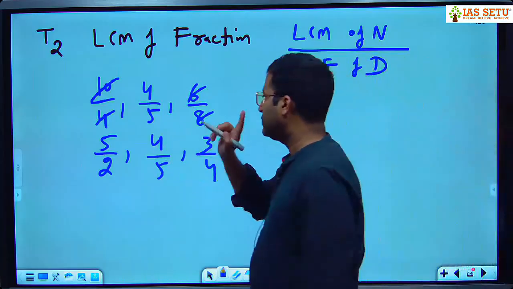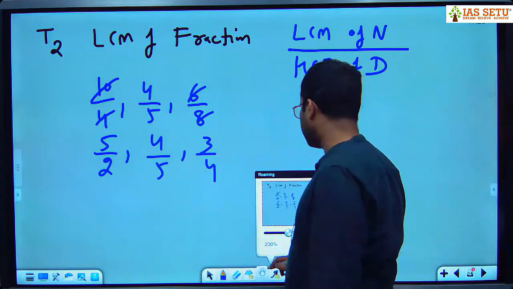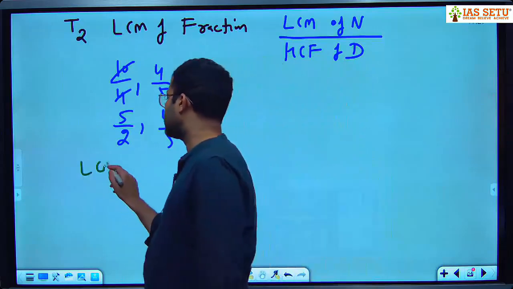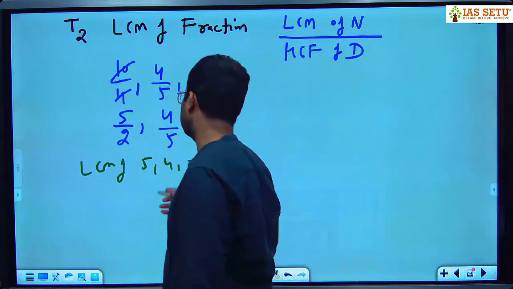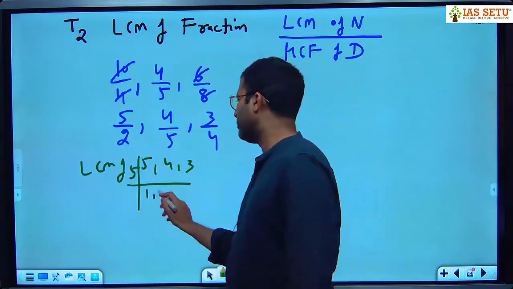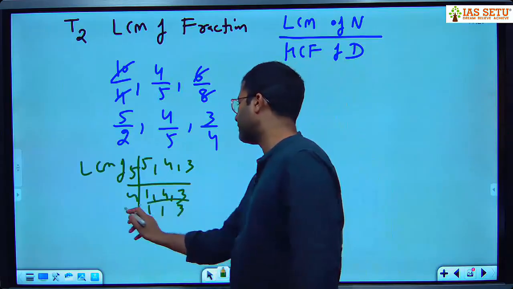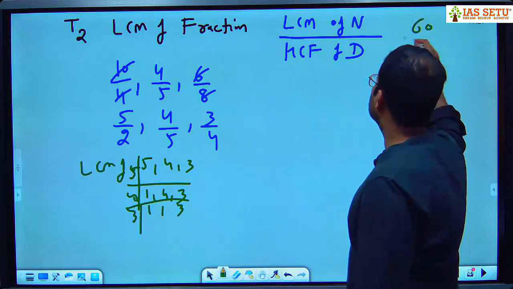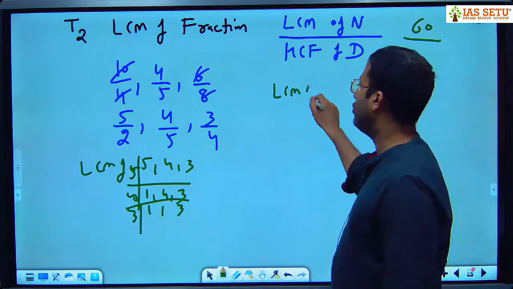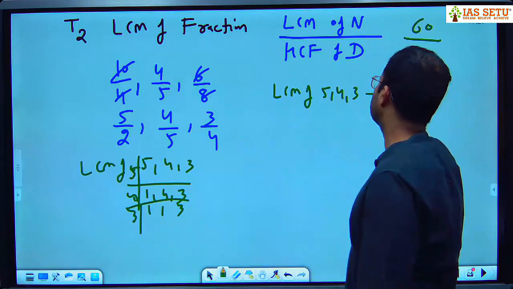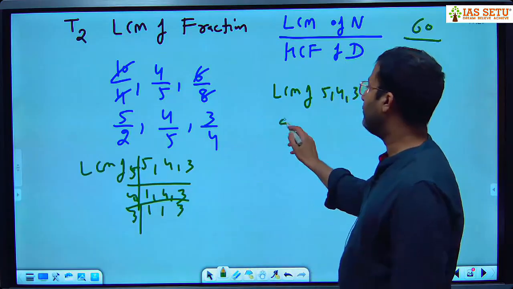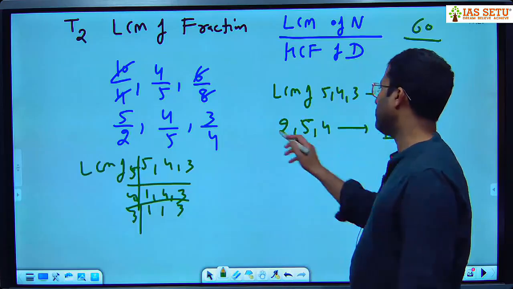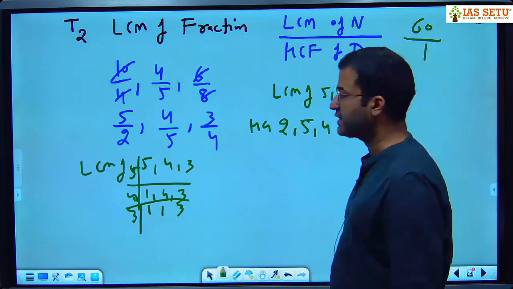So here step number 1, we have to find LCM of 5, 4, 3. ठीक है, take 5 common, 1, 4, 3, take 4 common, 1, 1, 3, take 3 common, so it is 60. So here it is 60 because LCM of 5, 4, 3 is 60. Now what is HCF of 2, 5, 4? Nothing is common in 2 and 5, so here HCF is 1. So your answer is 60 upon 1.